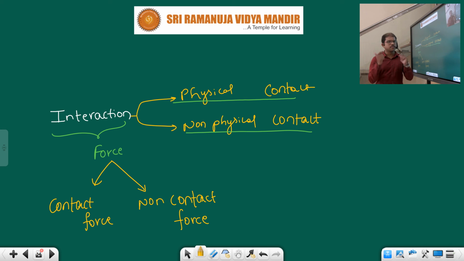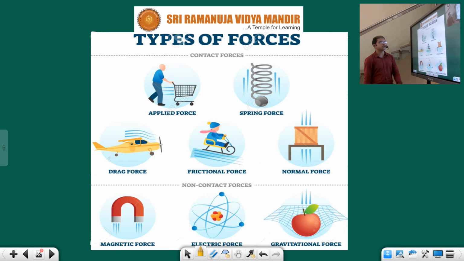Clear now? So there must be what? Some interaction. Whenever there is interaction, there will be what? Force. So basing on type of interactions, we have two types of forces. One is contact force, another one is non-contact force.